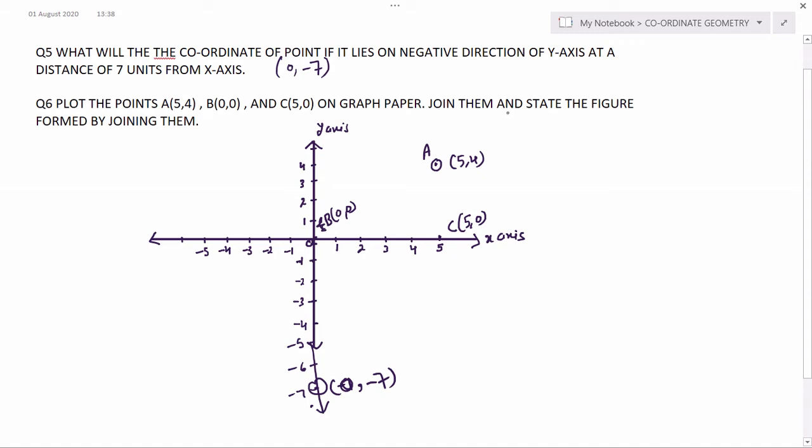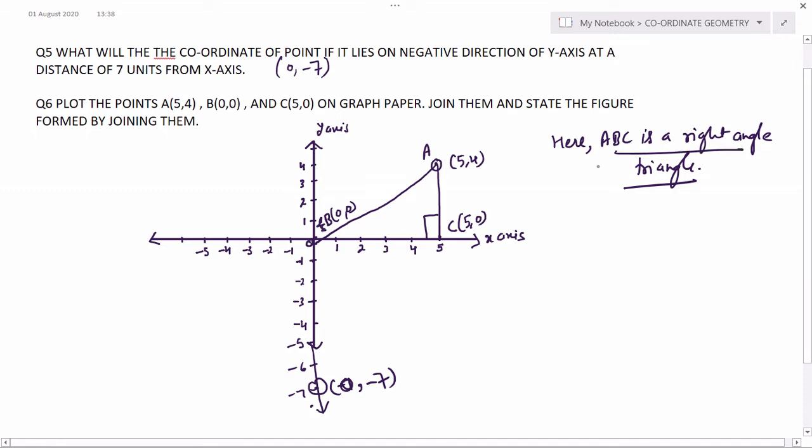Now you have to join these points and see what kind of figure is formed here. State the figure formed by joining them. If you join them, you can see this is a straight line, so it is perpendicular to the x-axis. What kind of figure can you see here? It is a right angle triangle. So you can write down here: ABC is a right angle triangle.